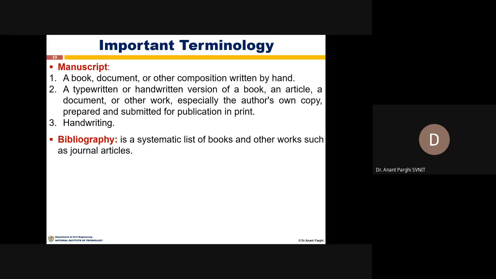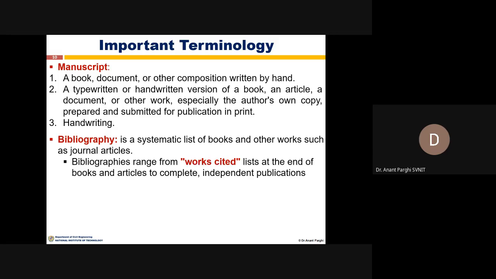It is a systematic list of books and other works, such as journal articles, magazine articles, and some internet references, like web resources. We can call it webographies, or bibliographies. It ranges from works cited at the end of a book or article to a complete independent publication, right? So references, or bibliographies, range from the works cited.